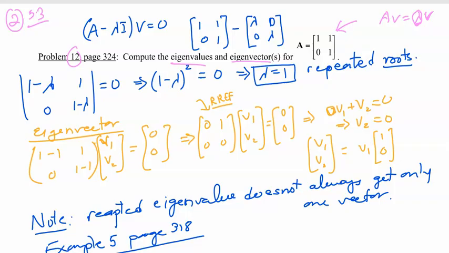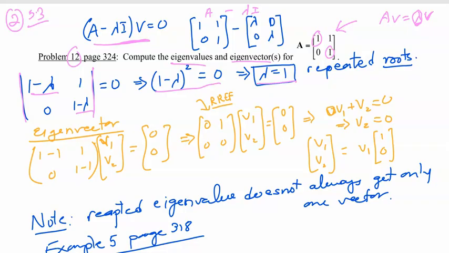First you write down (A minus lambda I) times V equal to 0. I'm going to find the determinant of this matrix to find the eigenvalues. If you set it up like that, this is your A minus lambda I. You subtract lambda from this entry and from this entry, and the rest is all the same. Then you find the determinant, and you see that lambda equals 1.